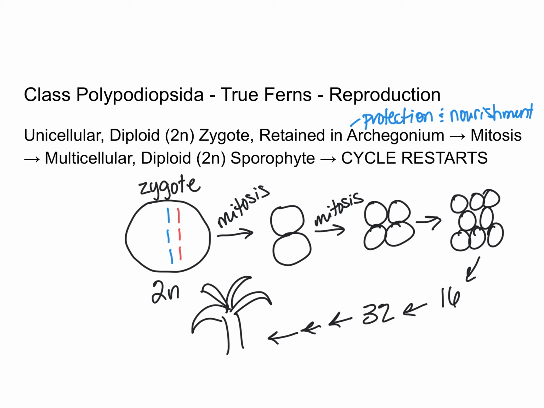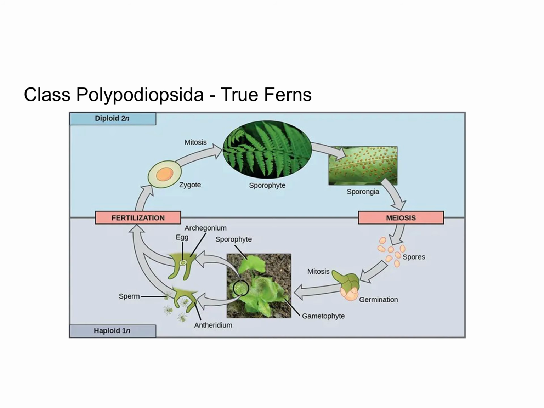And then the cycle restarts, because remember, we started with the multicellular diploid sporophyte when we started talking about this alternation of generations. So let's do a quick overview of the alternation of generations in true ferns. We'll start with the sporophyte, which remember is the multicellular diploid structure. And the leaves of the sporophyte are known as sporophylls, which have the sporangia on the underside of their fronds.